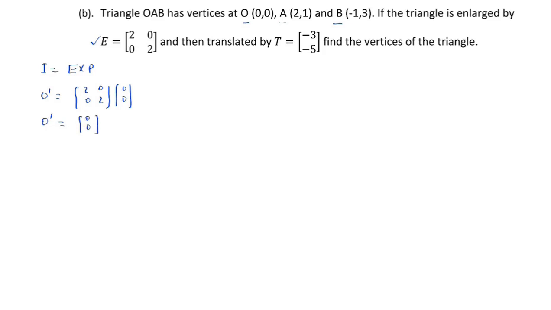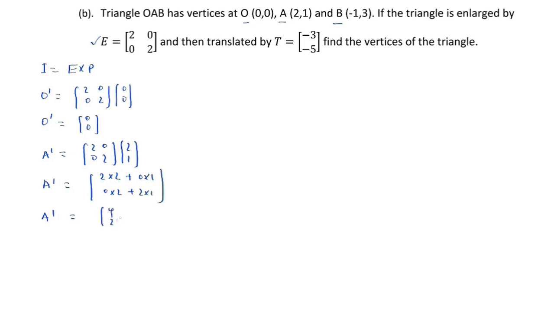Okay, so our next point is A, which has 2, 1. Then the A image equals matrix 2, 0, 0, 2 times matrix 2, 1. Let us apply multiplication of a matrix. We are going to have A image equals matrix 2 times 2 plus 0 times 1, 0 times 2 plus 2 times 1, which after solving the values gives A image equals matrix 4, 2.